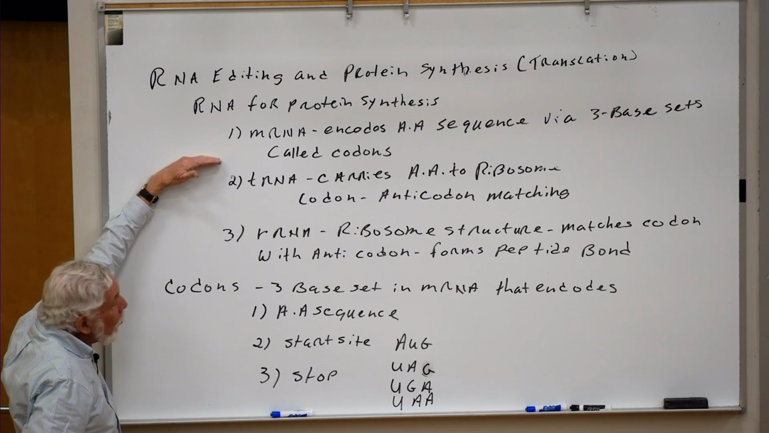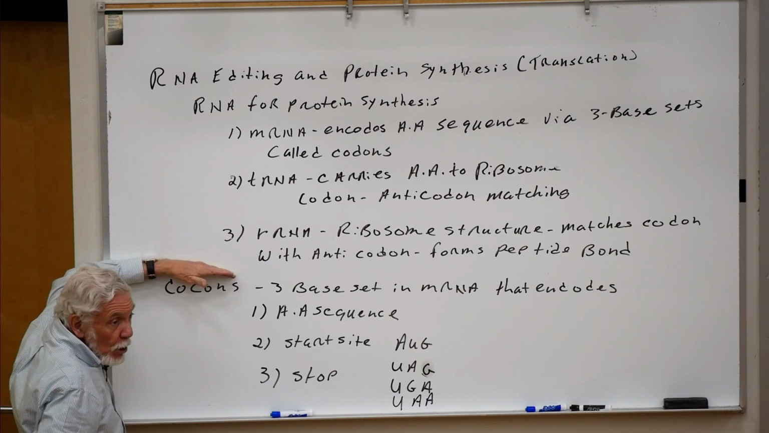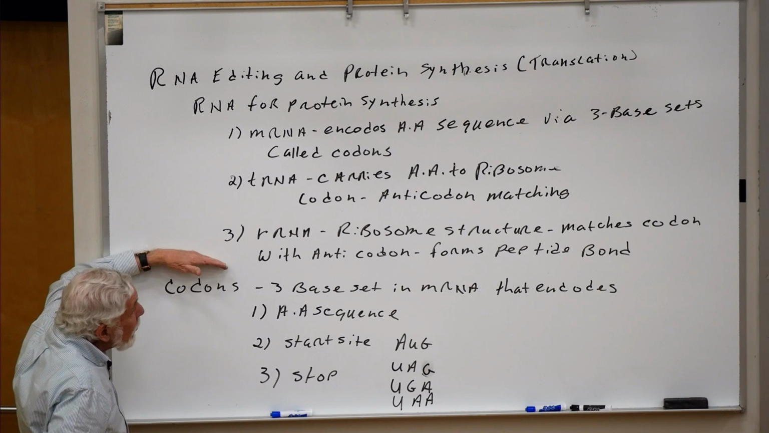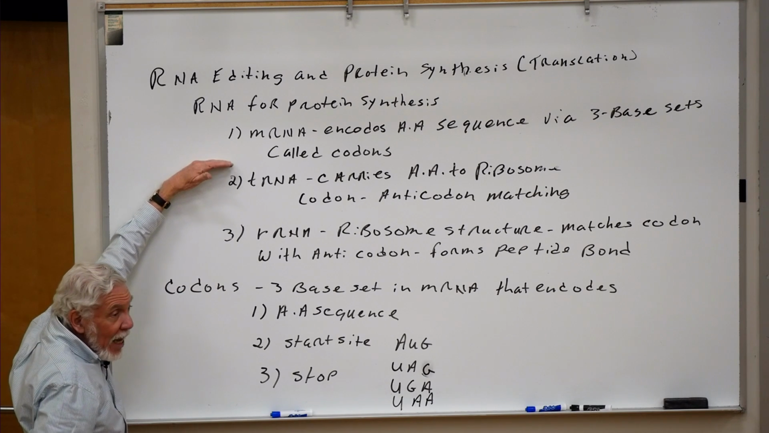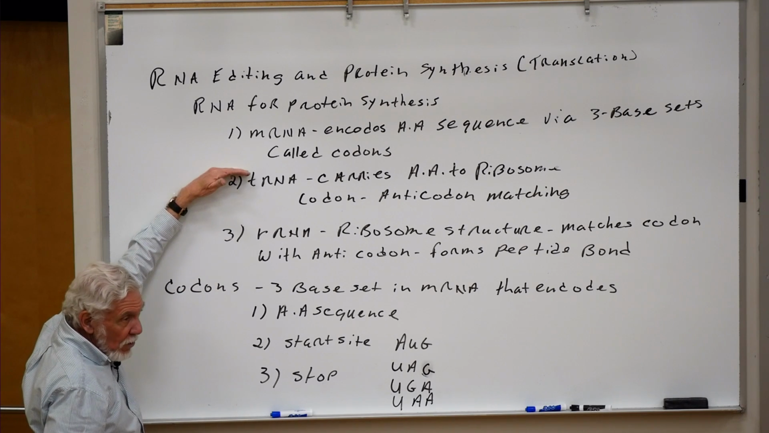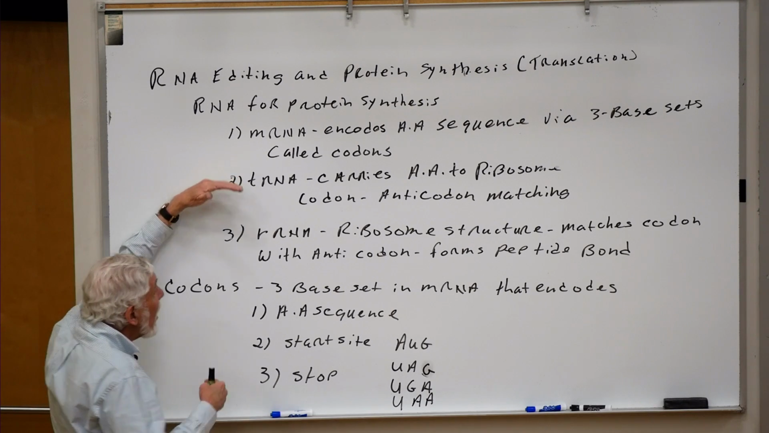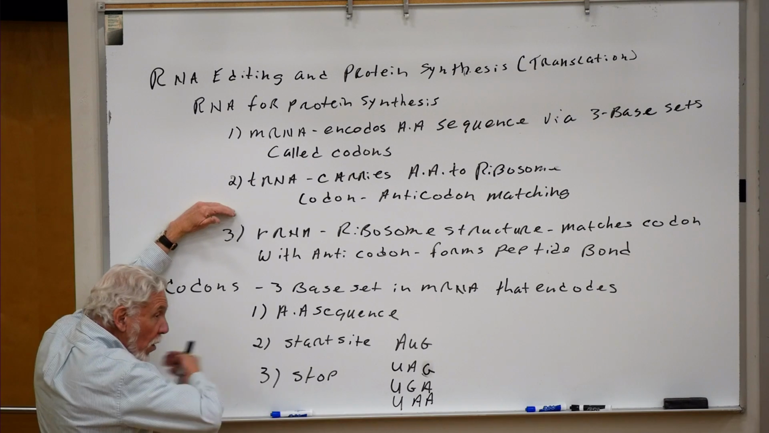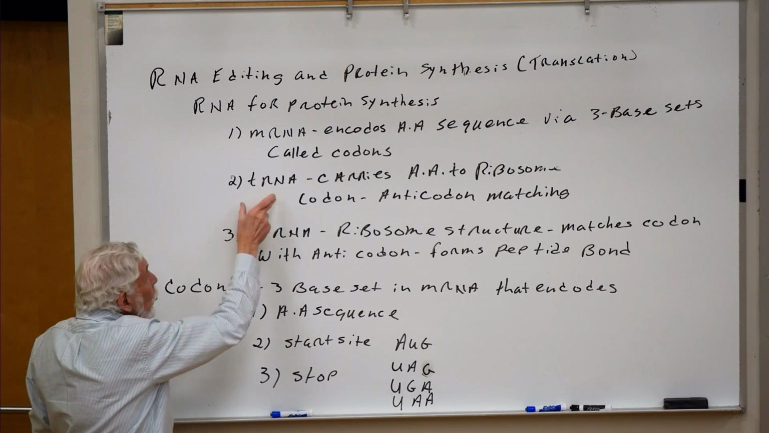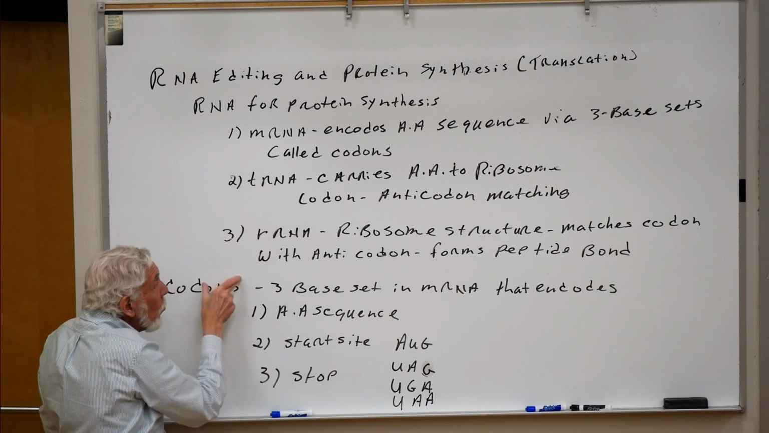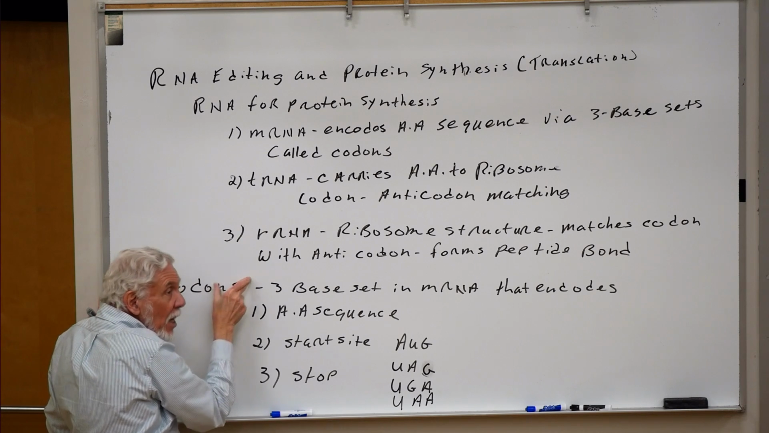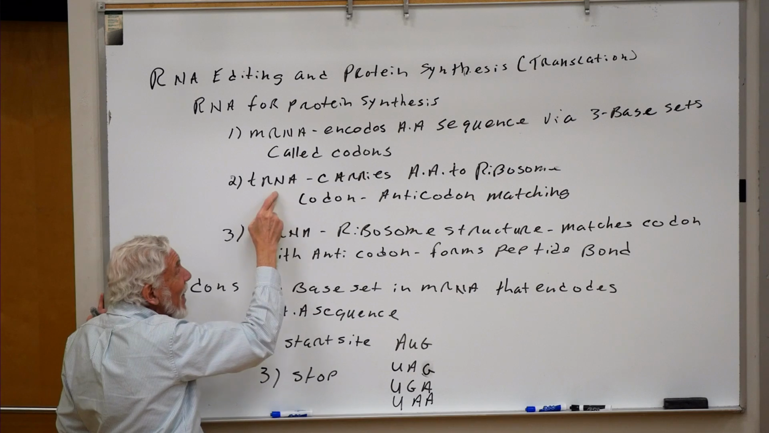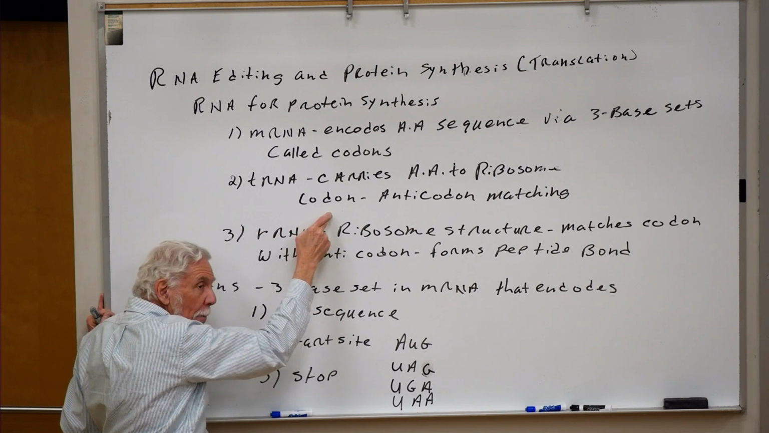The mRNA will be sandwiched between the large and small ribosomal subunits. The large and small ribosomal subunits will move along the mRNA in 3 base sets called codons. And as we progress down the mRNA from the 5' to the 3' end, as we move along the mRNA, the transfer RNAs are going to be the shuttlecraft bringing specific amino acids in. The specific amino acid that will be deposited will depend upon the anticodon-codon pairing.